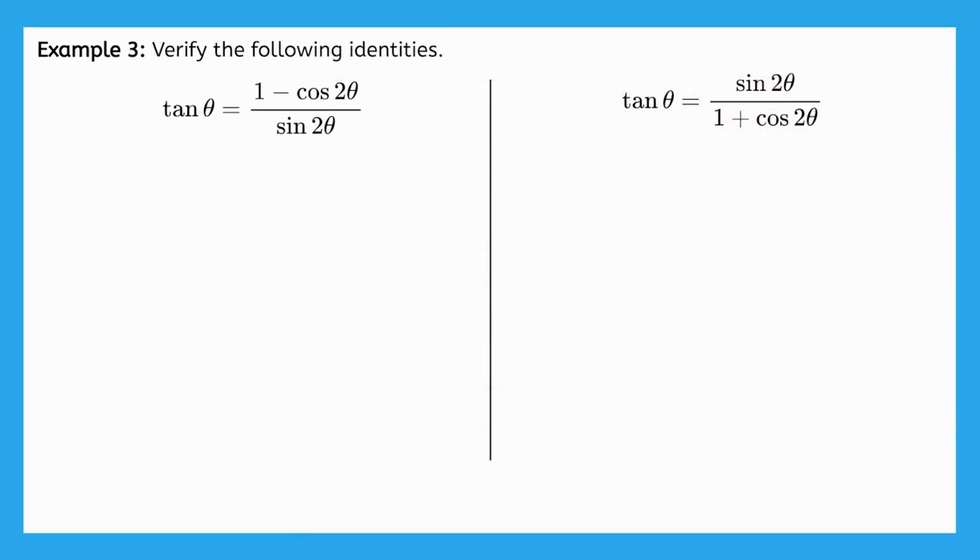Let's look at a third example. On your own, use double angle identities to verify the given identities. Pause the video now. Now let's check your work.